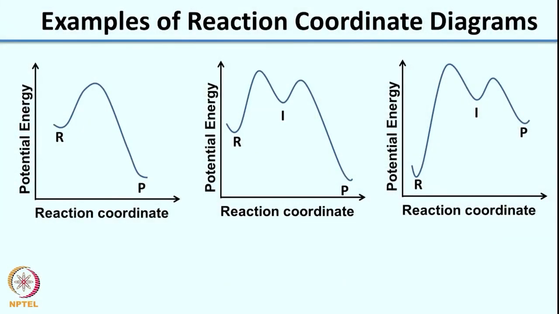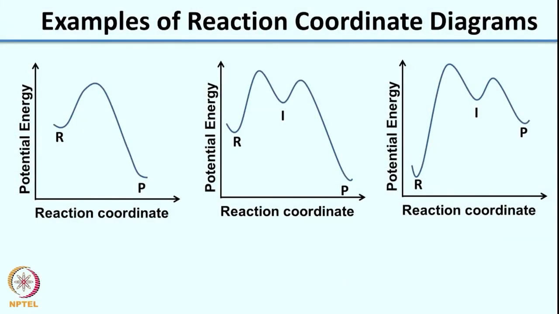Okay, so now assuming you have drawn these reaction coordinate diagrams, I would like you to label the reactant as R, the product as P, and the intermediates as I in each of these reaction coordinate diagrams. So you can again press the pause button and do the small exercise. So hopefully by now you have labeled the reaction coordinate diagrams and your labels should look something like this.